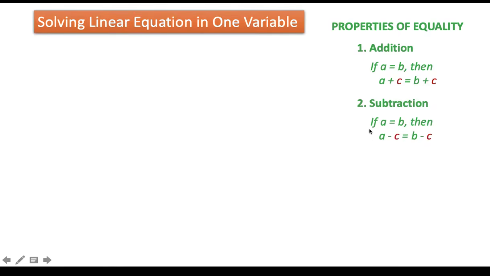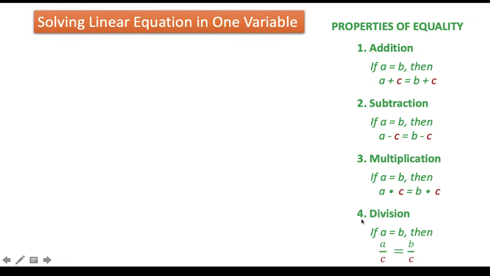The subtraction property of equality says that if A is equal to B, then A minus C is the same as B minus C. And the multiplication property of equality says that if A is equal to B, then A times C is the same as B times C. And in the division property of equality, if A is equal to B, then A divided by C is the same as B divided by C.